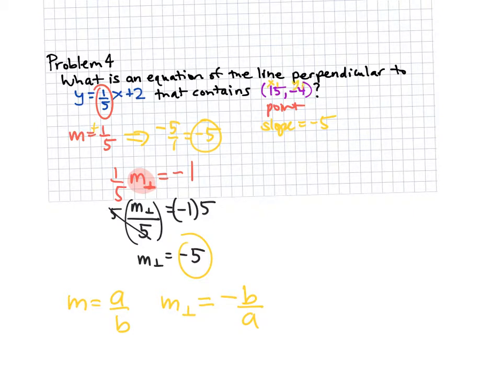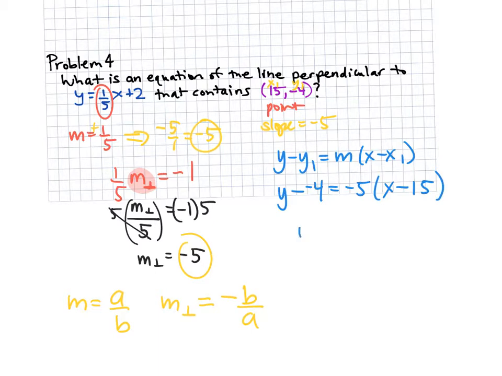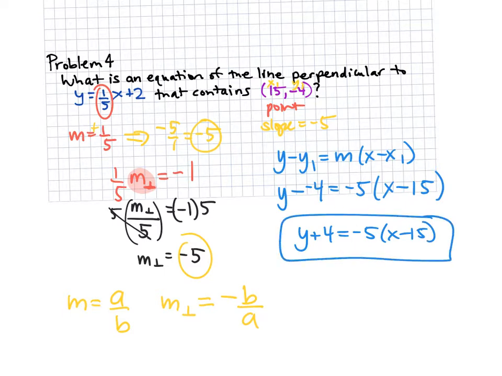That's my x1 and my y1. Let me change the color here. So then we can plug into our point slope form. y minus y1 equals slope times x minus x1. So y minus -4 equals -5 times x minus 15. So we'd just write that as y plus 4 equals -5 times x minus 15. And that is an equation of a line that's perpendicular to this line, and that contains this point.